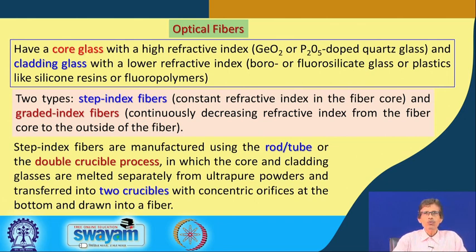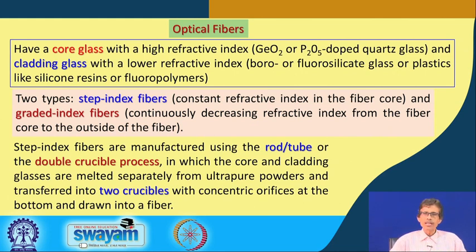So, step index fibers, what we use or what we make, are manufactured in which way? Step index fibers are manufactured by using the rod and tube or the double crucible process. In this process, the core and the cladding glasses, because we have seen that we can have two types of glasses, one is the core glass and another is the cladding glass covering it, are in the molten state, separately, from ultra pure powder, because impurity will be a detrimental thing for making all of these.